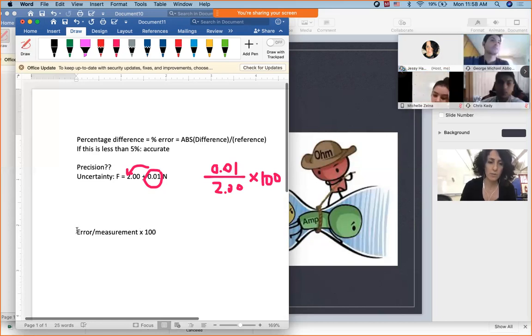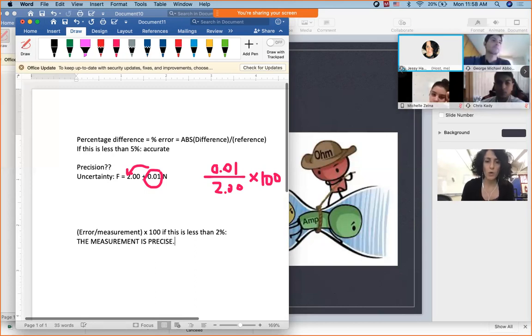And let me just, I don't want to be misleading. Yes. If this is less than 2%, we say it is precise. So the measurement is precise. We say the measurement is precise.